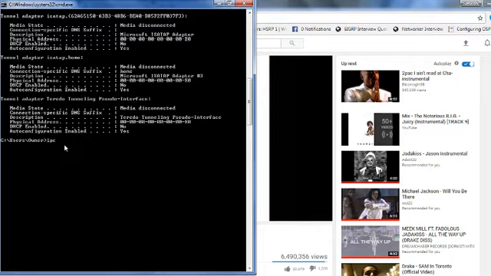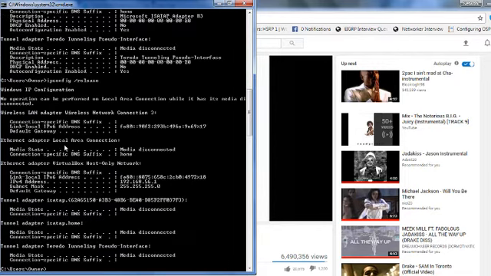Okay, so ipconfig /release, right? I'm going to release the address. Right, so I released the address. Right, now I'm going to renew the address. ipconfig /renew. Right, this is systems engineering.